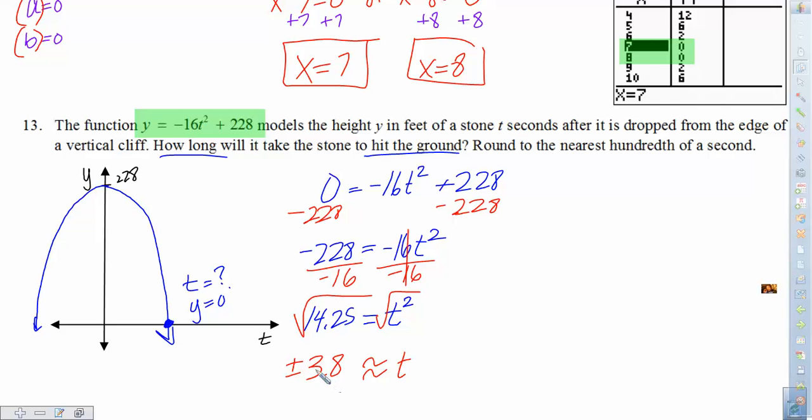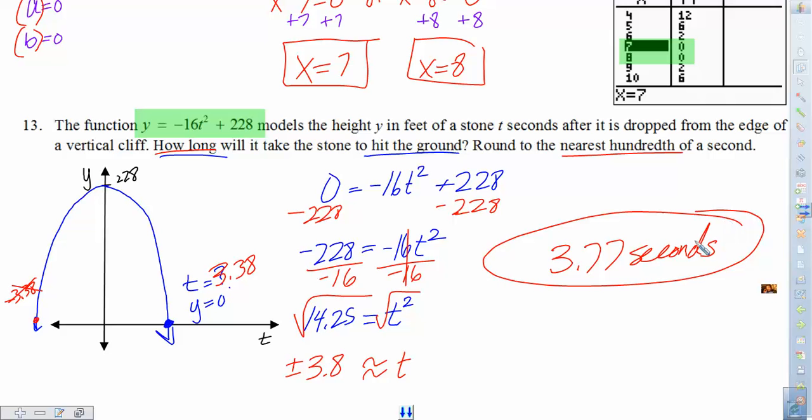Think about what that plus and minus 3.38 means. It means right here, there's your 3.38, and then there's another one over here at, say, negative 3.38. But we aren't interested in this one because we're talking about time here. So how long does it take before it reaches the ground? 3.38. Oh, wait, I'm sorry. Look at the problem. Nearest hundredth of a second. So if we wanted to round this to the nearest hundredth, I think it was 3.77 seconds. That's how long it's going to take before it hits the ground.